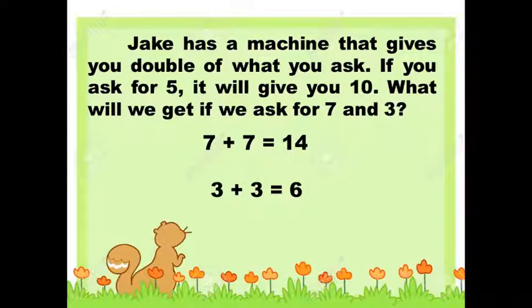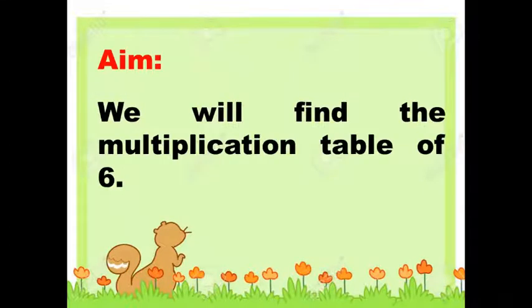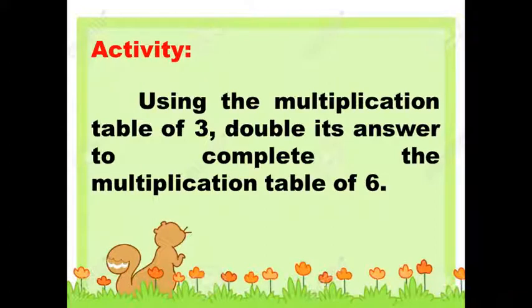So it means that whenever you are doubling the number, you get a bigger number. Today, we will find the multiplication table of 6. In the past day of our Mathematics 4 online class, we have learned the multiplication table of 3. Today, we will use the answers of our multiplication table of 3 and double them to complete the multiplication table of 6 in our activity.